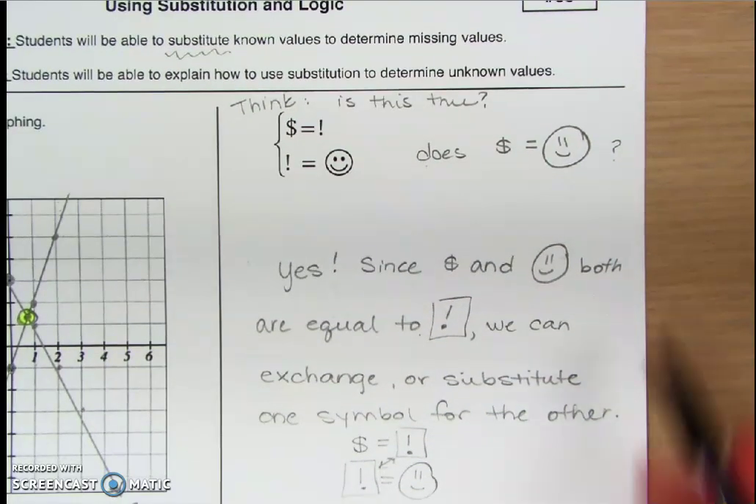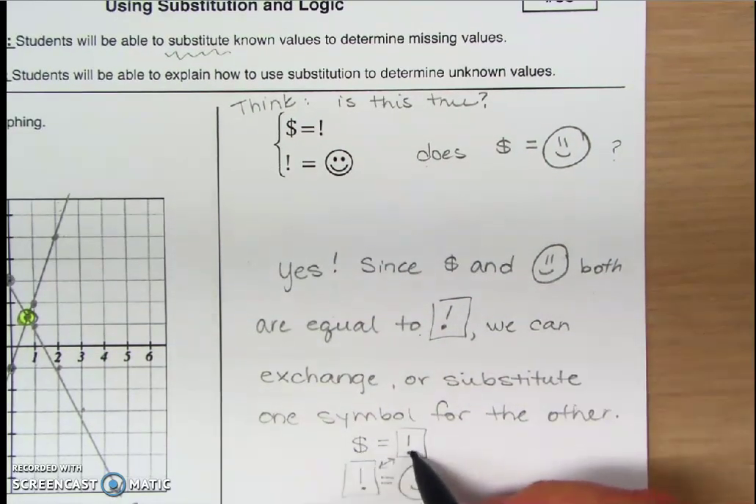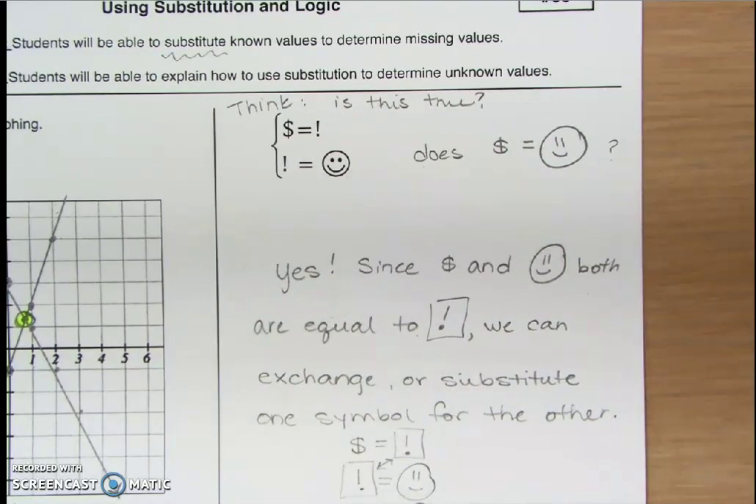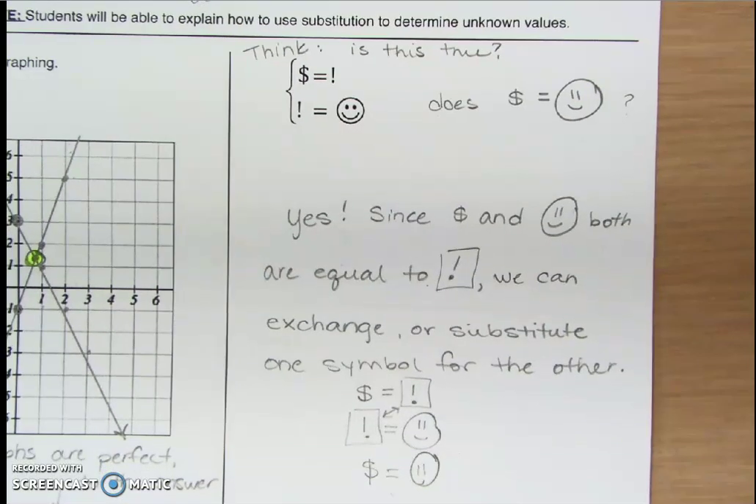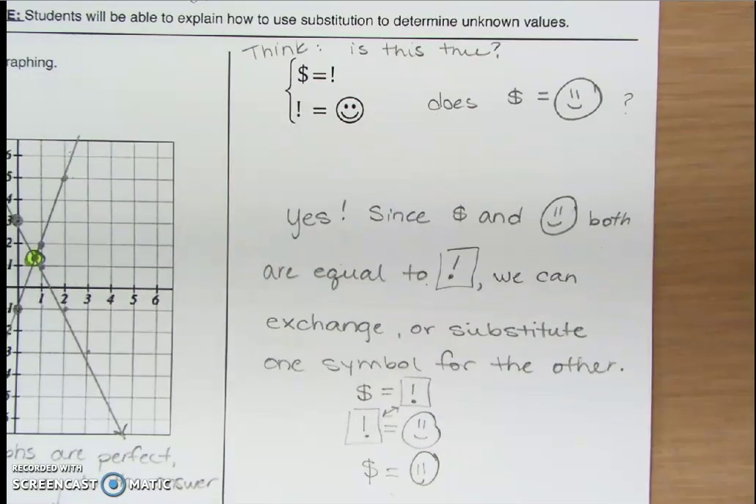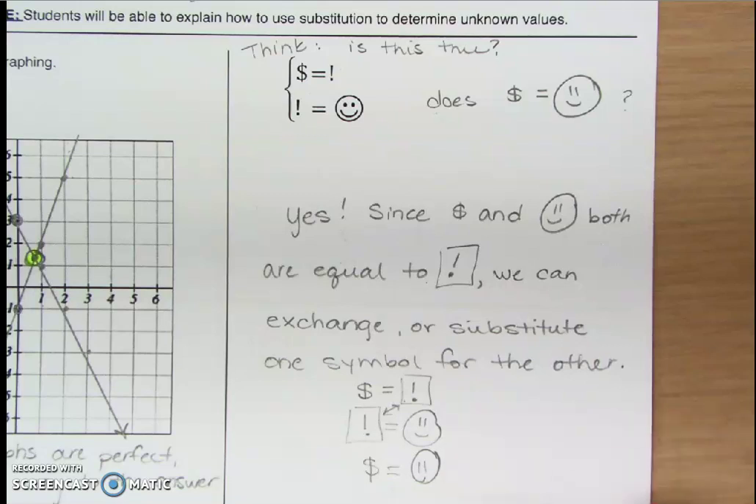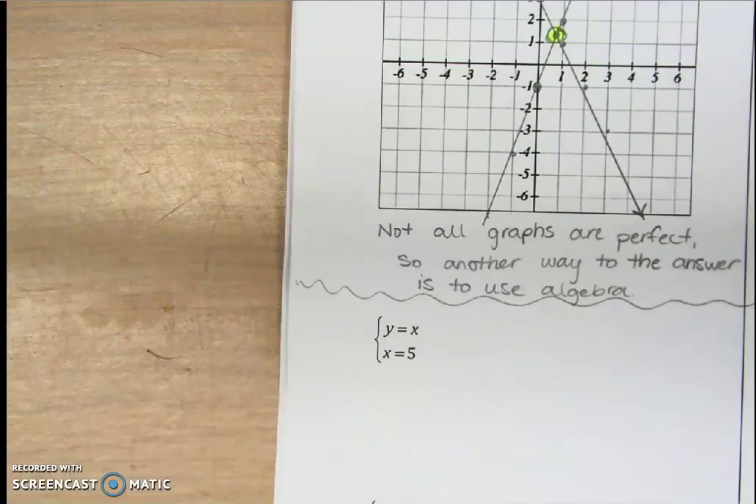In other words, since this is equal to that, then I can replace it with the $ and write it as $ is equal to smiley face. So what does that mean to our equations? What does that mean to all of this? Well, that means if I see things that are equal, we can replace them. We can exchange, we can substitute. Let's look at that with an actual equation here.